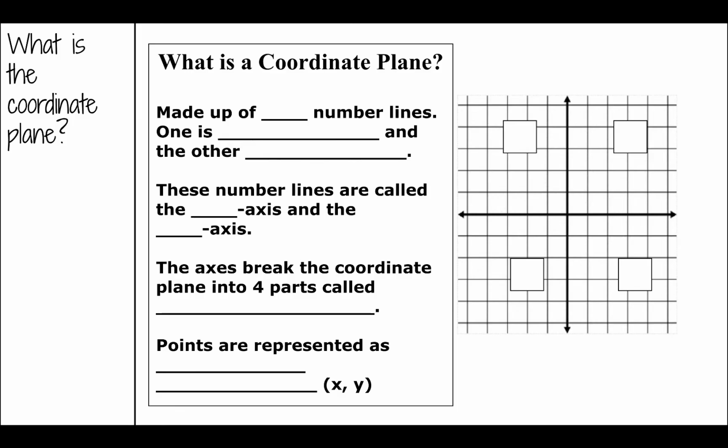So let's remind ourselves of the pieces of the coordinate plane right now. We know that it's a flat surface that stretches on for forever. But in particular, the coordinate plane is made up of two number lines. Now you're going to fill in your notes. One is horizontal. That's our side to side. My mouse is tracing over that one right now, side to side.